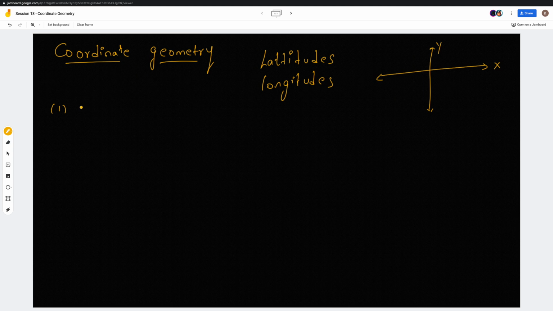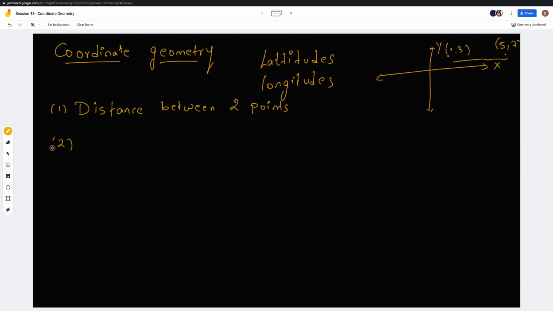The first one is distance between 2 points. For example, you have one point here which is 1, 3, and another point which is 5, 7. If you want to find out the distance between these 2 points, what is the formula that you are going to use? That is something that we are going to learn today. Distance between 2 points.